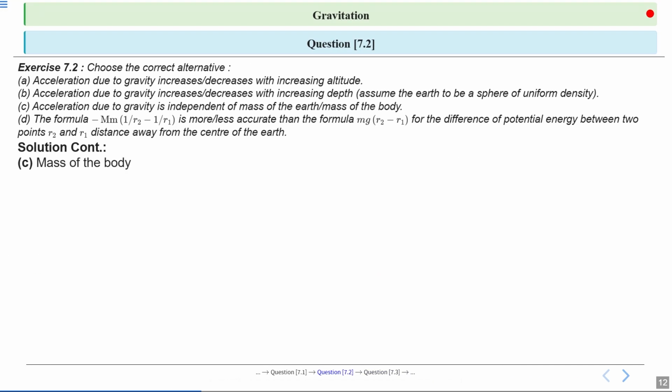Now see, the correct answer is mass of the body. So acceleration due to gravity is independent of mass of the body.